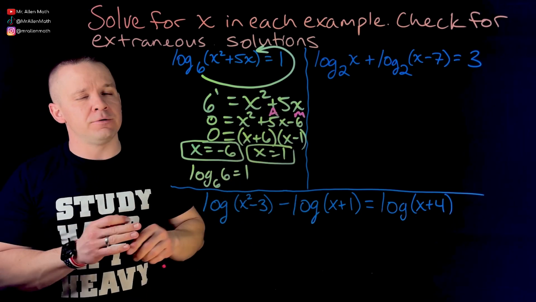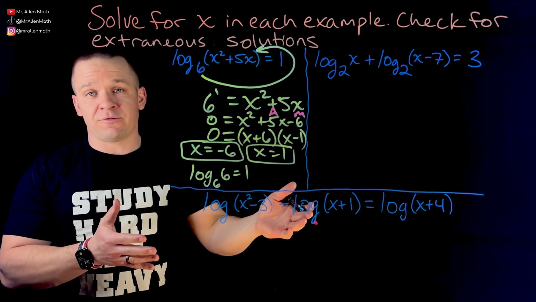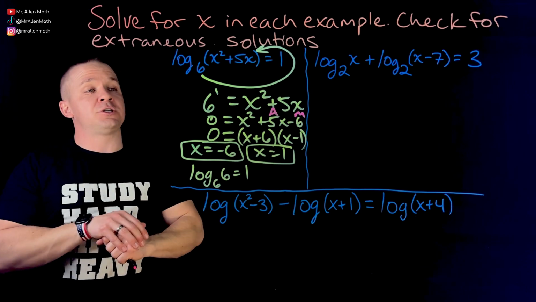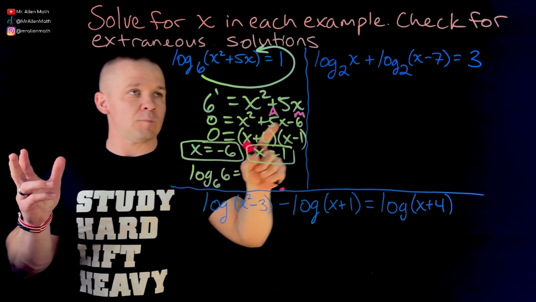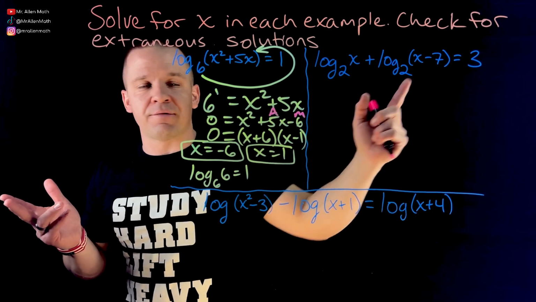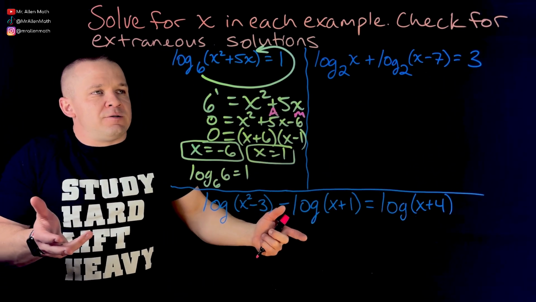Will we be so lucky in the next one? I don't know. Actually, I'm pretty sure there's an extraneous solution. But let's find out. You've got to watch to find out, dogs. What do I do here? I've got 2 logs. Could I subtract this over and use the one-to-one property of logs? Well, no, because I have a 3 there. So that doesn't do anything.